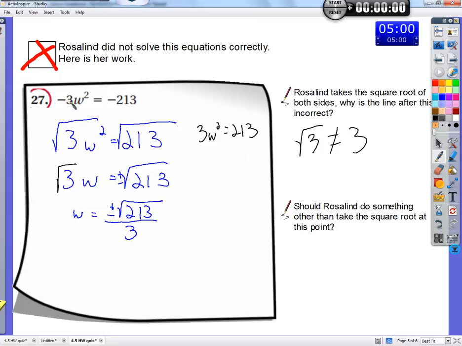Well, this was negative and negative to start with, so if I multiply both sides by negative 1, then they both become positive. And if we started with this, we wouldn't divide by 3, we'd divide by negative 3. Just do it all at once. Or if we got to here, we could divide by 3. So w squared equals 71. I remember that from last class.